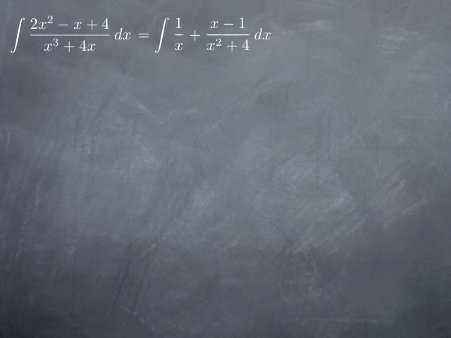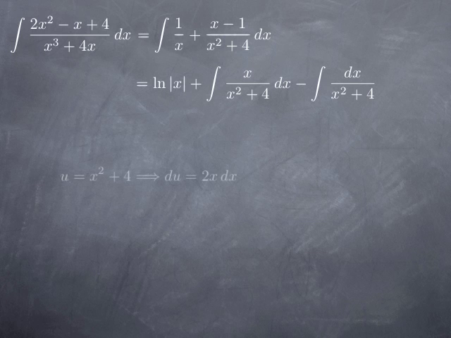And of course, the integral of 1 over x is simply natural log of absolute value of x. And to integrate x minus 1 over x squared plus 4, we're going to split that fraction in two pieces. We have x over x squared plus 4 minus 1 over x squared plus 4. Now in the first fraction, x over x squared plus 4, we're going to integrate that by substitution, observing that if u is x squared plus 4, then du is 2x dx, so that the top x dx in our integral can be replaced by 1/2 of du.